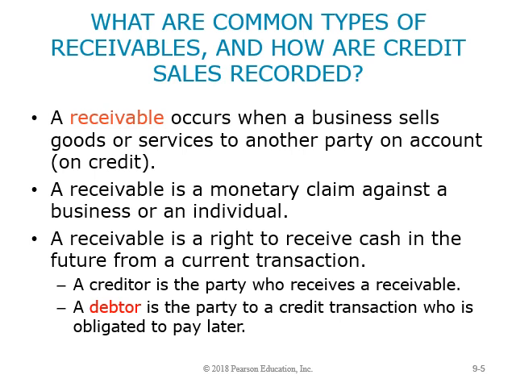And within that, there are two different individuals involved. You have the creditor, who is the party who receives the receivable, so the person who sells something, and then you have the debtor. This is the party to the credit transaction who is obligated to pay later. So this is the person who bought that good or service from us.